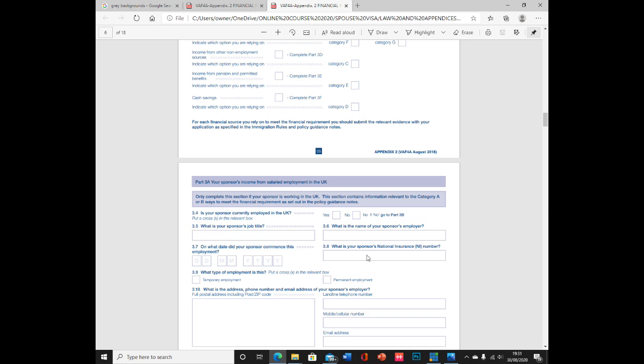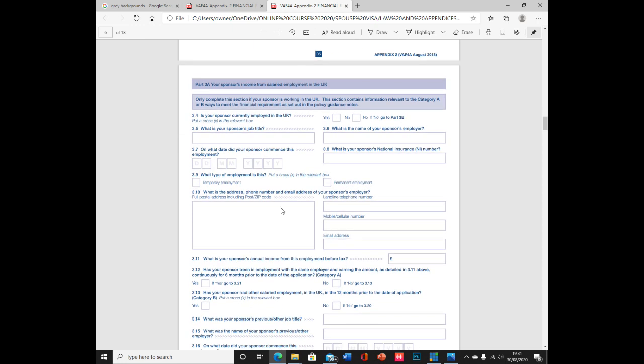What is the sponsor's national insurance number? It means the British sponsor's national insurance number. What type of employment is this, temporary or permanent? This must be mentioned in their employer's letter as well. What's the address, phone number and email address of your sponsor's employer? You need to mention it in here.